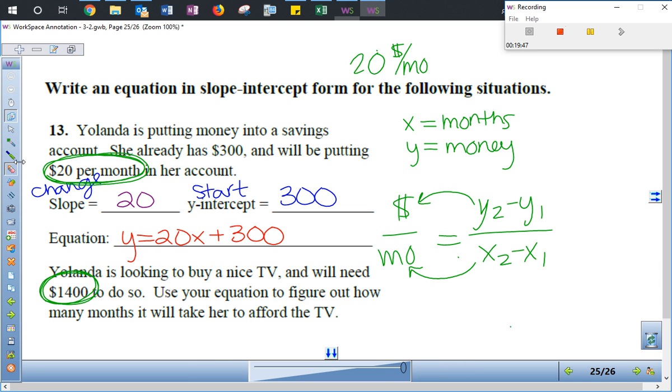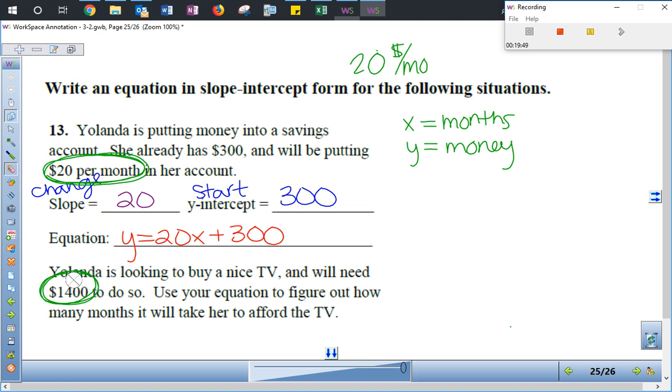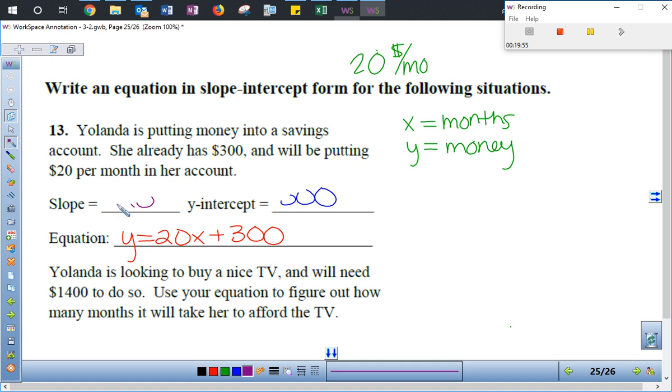Another nice little trick that will help you remember what is what: time is always x. So if they give you a time value, which would be seconds or minutes or hours or years or decades, whatever, time is always your x. Now, if they gave me $1,400, the dollar amount would be money. So we're going to substitute that $1,400 in for y.